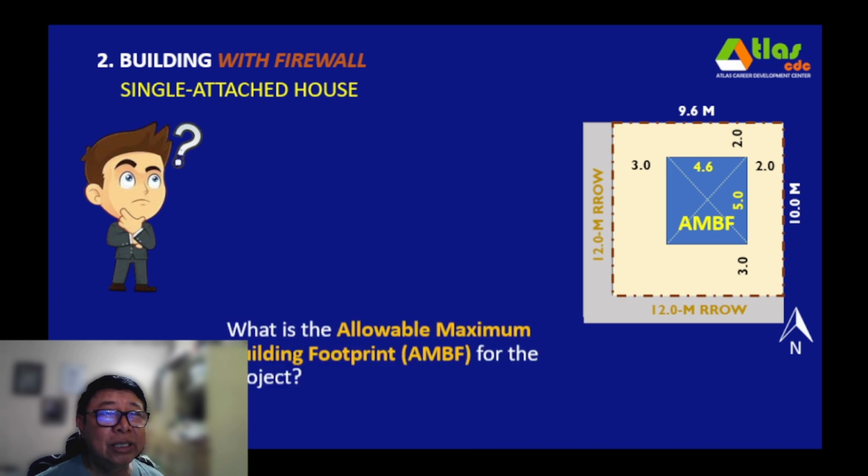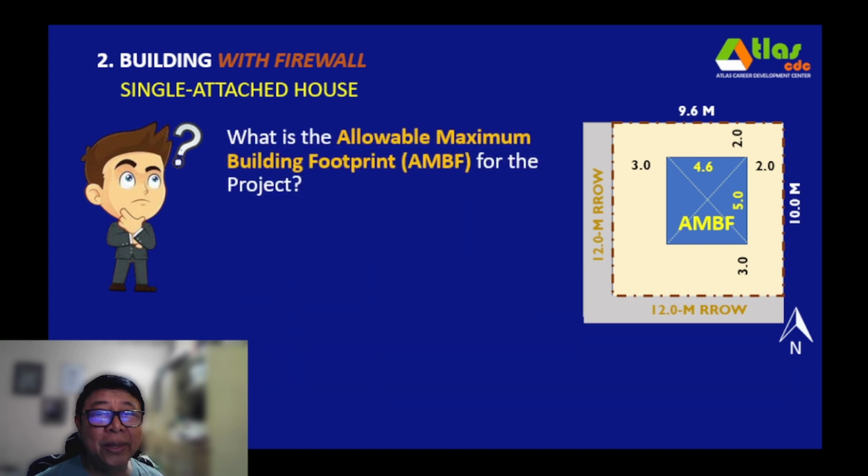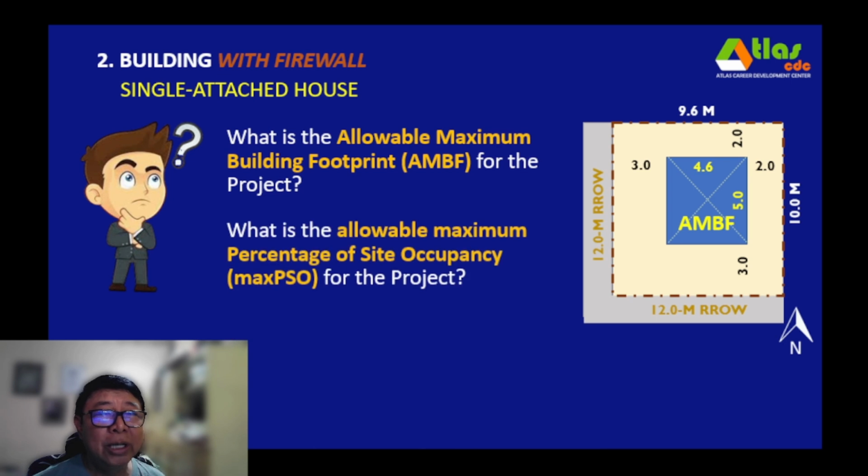So the same thing, we are going to determine the allowable maximum building footprint and also the allowable maximum percentage of site occupancy for the project. That is if the building will have a firewall, or a single attached house.